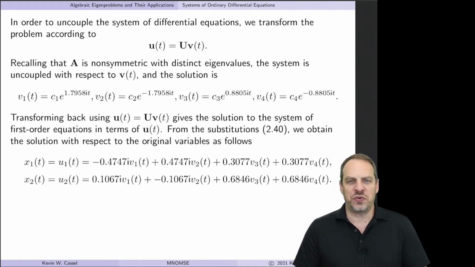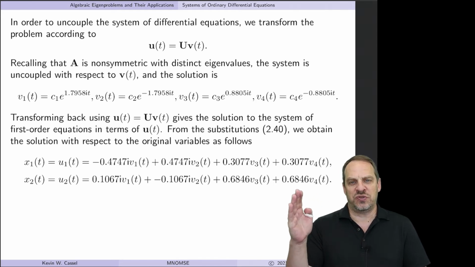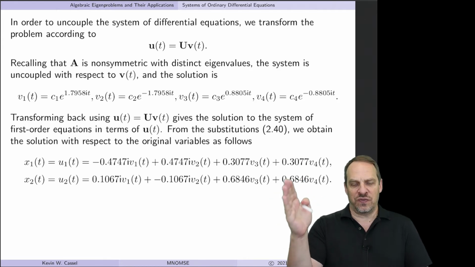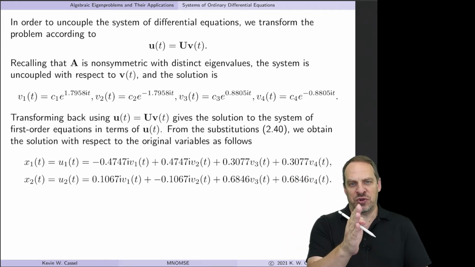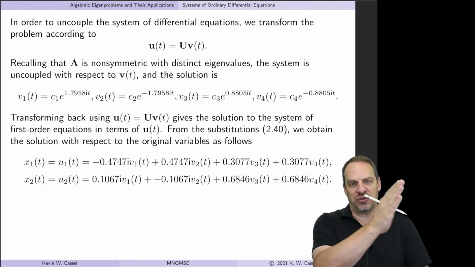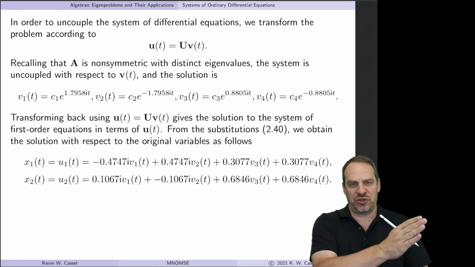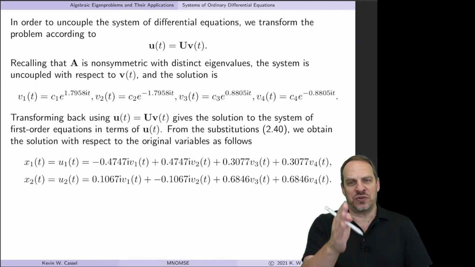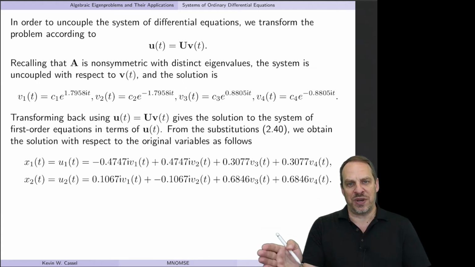So then when we transform back, remember we've actually done two transformations. We've gone from x1, x2, the original physical variables, the locations of the masses. We've converted that to u1, 2, 3, and 4 to put it in a system of first order equations. Then we did a transformation using the modal matrix to get to V, with respect to which the system is uncoupled. We solve it, and then we need to transform back and transform back.